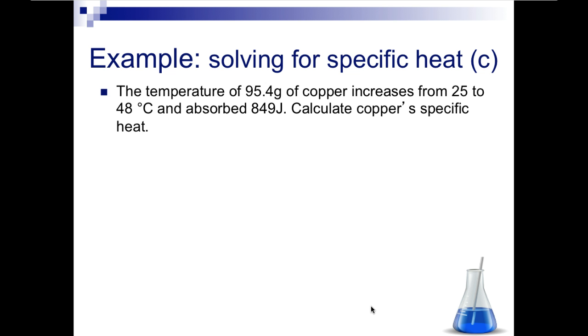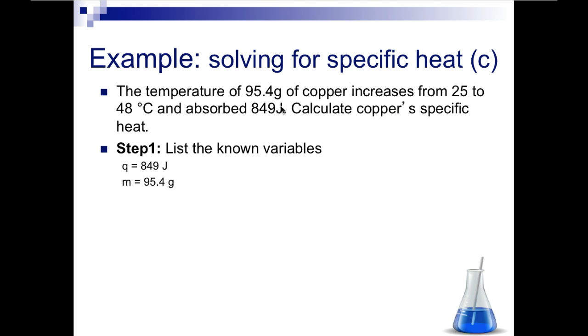The temperature of 95.4 grams of copper increases from 25 to 48 degrees Celsius and absorbs 849 joules. Calculate copper's specific heat. So step 1, again, list what we're given. We know Q is 849 joules, and if you don't know that from reading the problem, look for the unit. Heat is always going to be in joules.